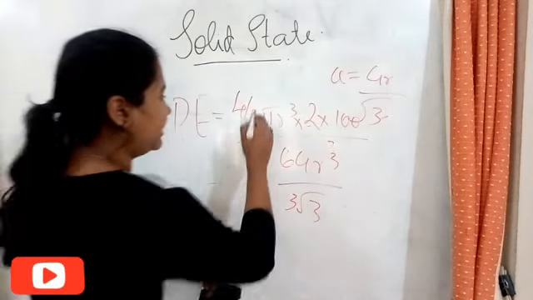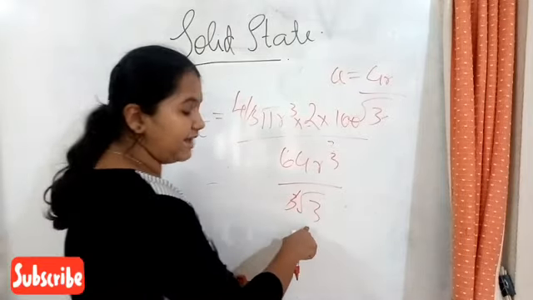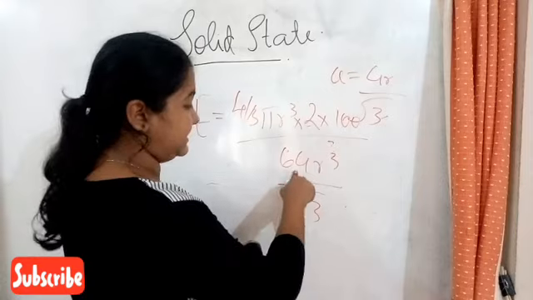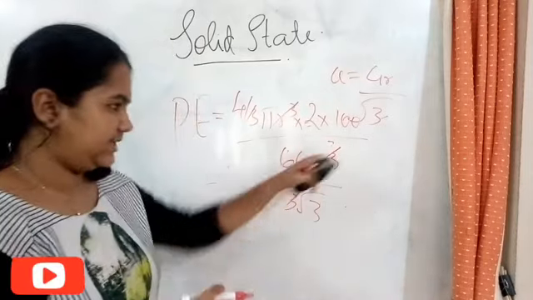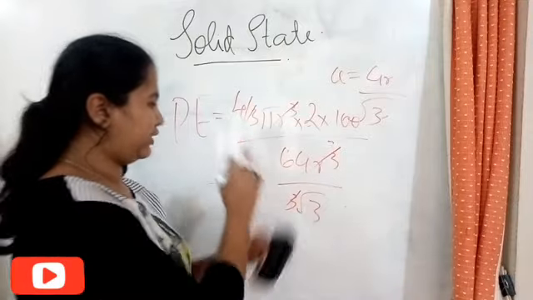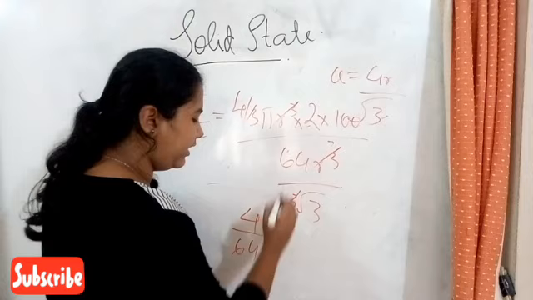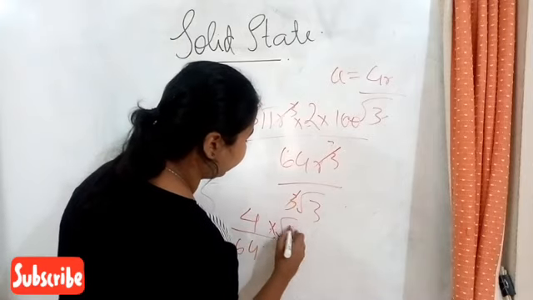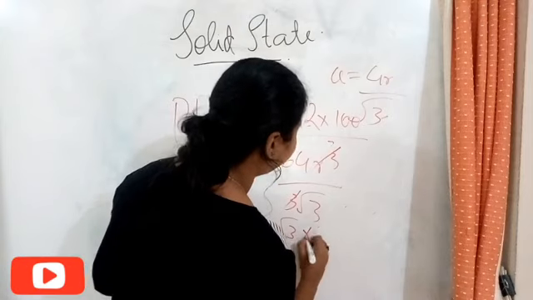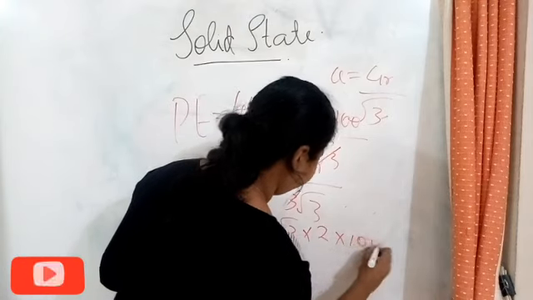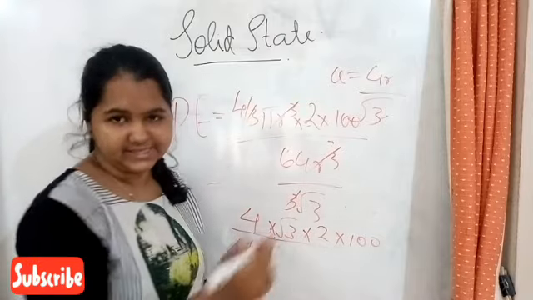Now this would get cancelled. Okay. Now what do we have? Root 3 over here and 64 r cube. r cube would get cancelled. Now you have to take a reciprocal. So 4 divided by 64 into root 3 and what? Root 3 into 2 into 100. Okay. So this is 8, this is 8 divided by 64.